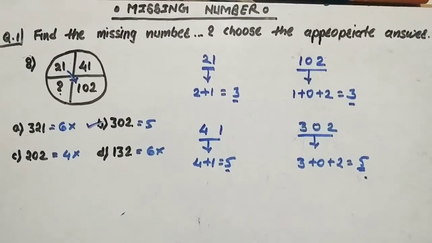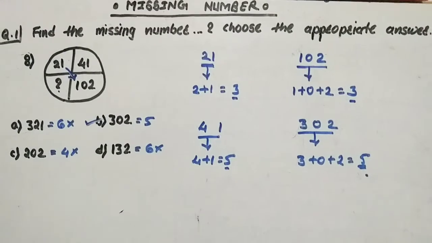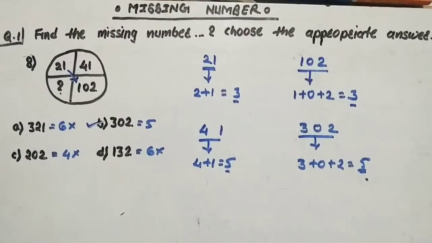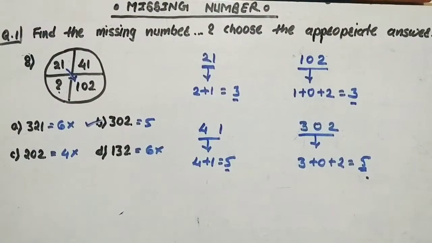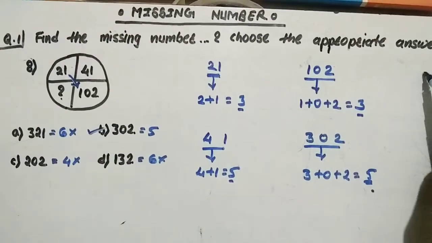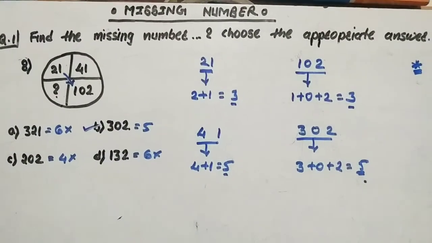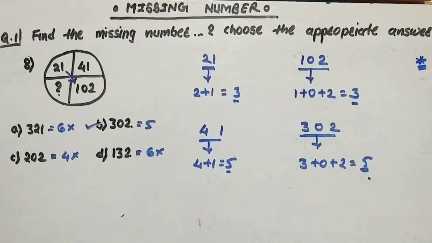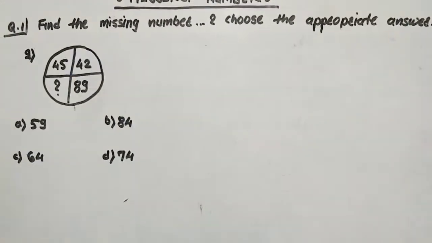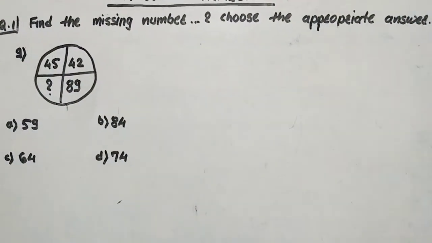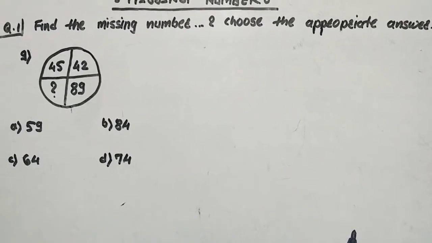So isn't it an amazing trick and an amazing concept? Such concepts are used in current pattern scenario questions. So put a star in your copy. So we will move on to the next example. So example number 9, 45, 42, 89 and question mark.